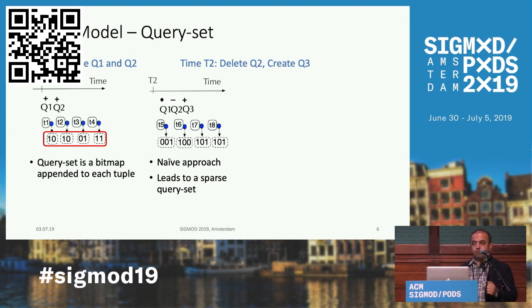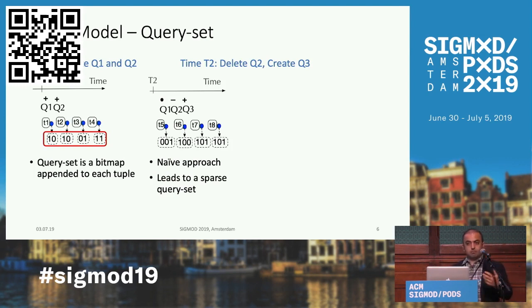Any operation among different tuples has to be consistent. Whether the tuple is created at time 2 or at time 1, the operation has to be consistent. And therefore, the query sets, or the bitmaps the tuples have, also have to be generated in a consistent manner. So because query 2 is deleted, one way to make those bitmaps consistent is just to set the second bit to 0 here, because query 2 is gone, and append the new bit for query 3.